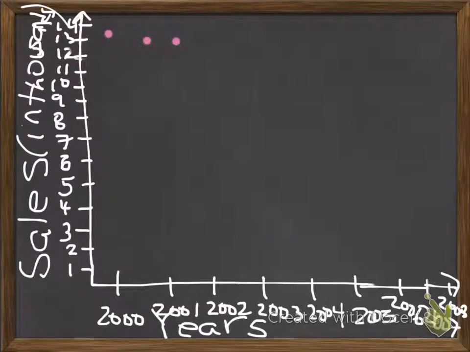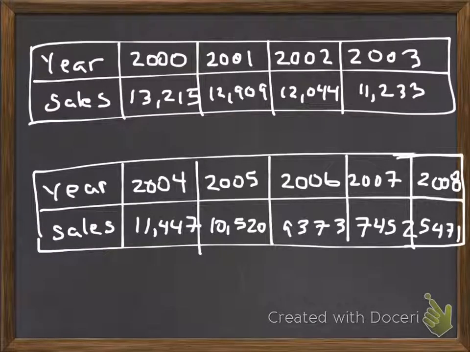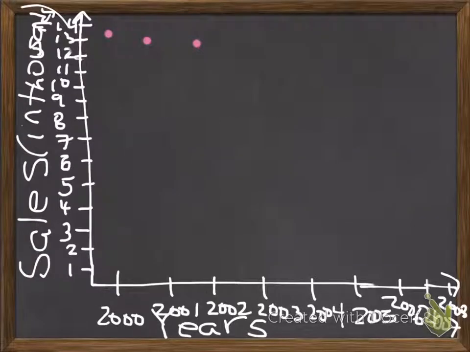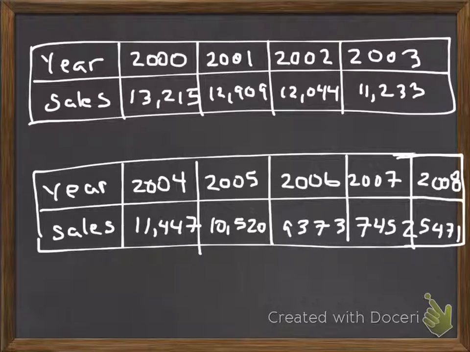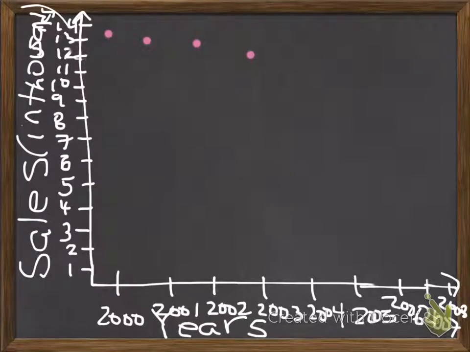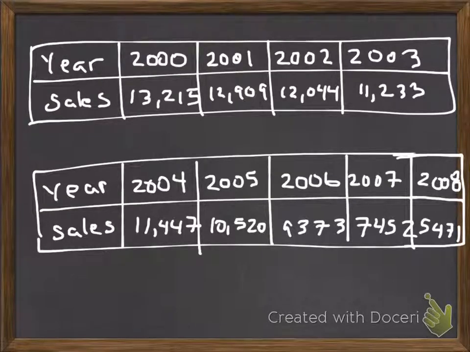And then 2003 is going to be 11,000, so that's going to be a little bit lower again. And then we keep going. So I'm just plotting the points here. And you do the best that you can to make them as accurate as you can.